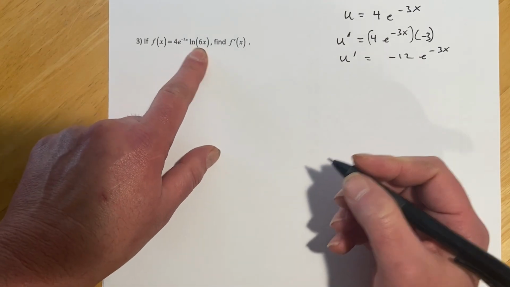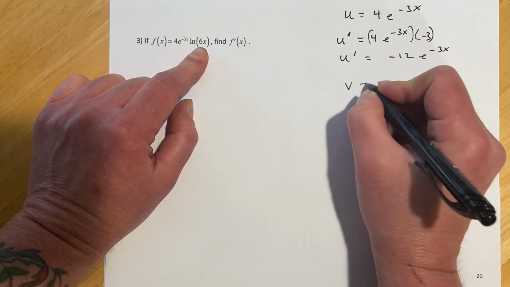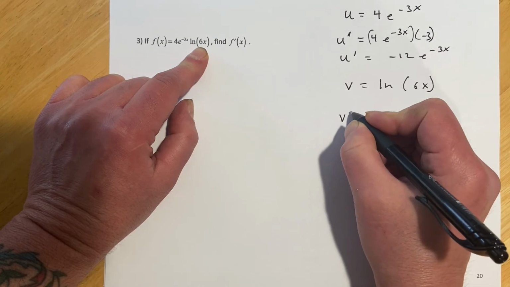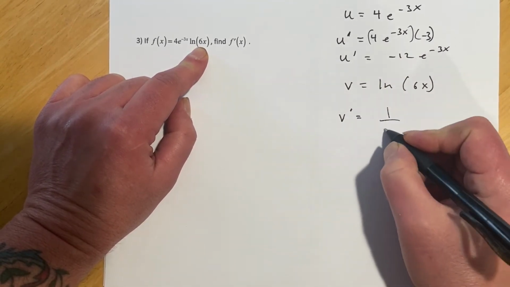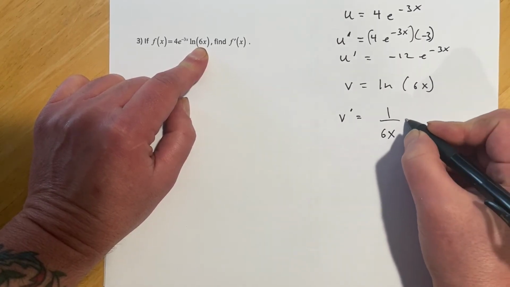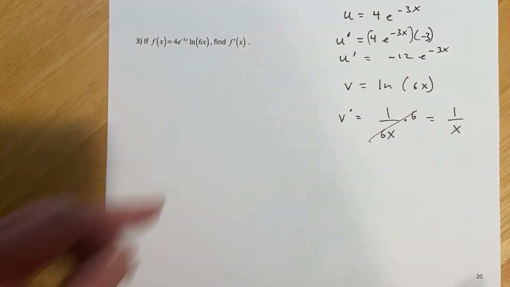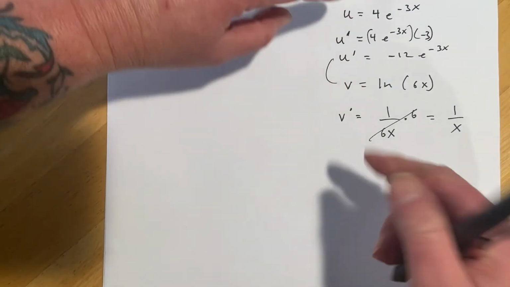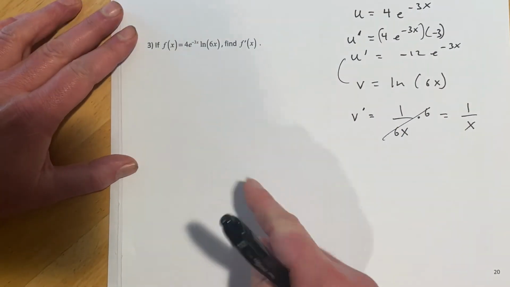V is going to be the ln of 6x. So v equals natural log 6x, and then v prime. So remember that comes out 1 over the argument, and then times the derivative of the argument, which in this case would be 6. So those would cancel, and our v prime is 1 over x. And then here's where we do those two multiplied together plus these two multiplied together. And I'll go ahead and write all that out and come back.